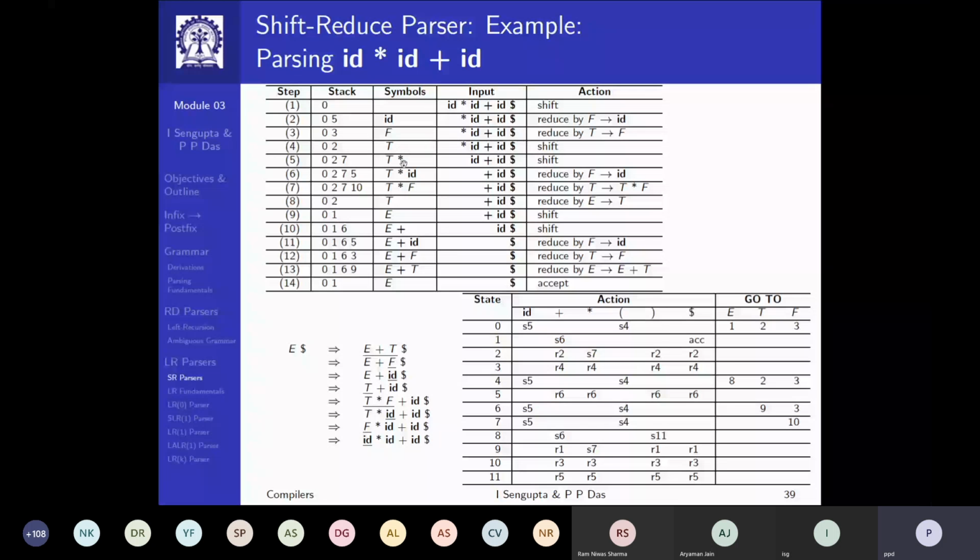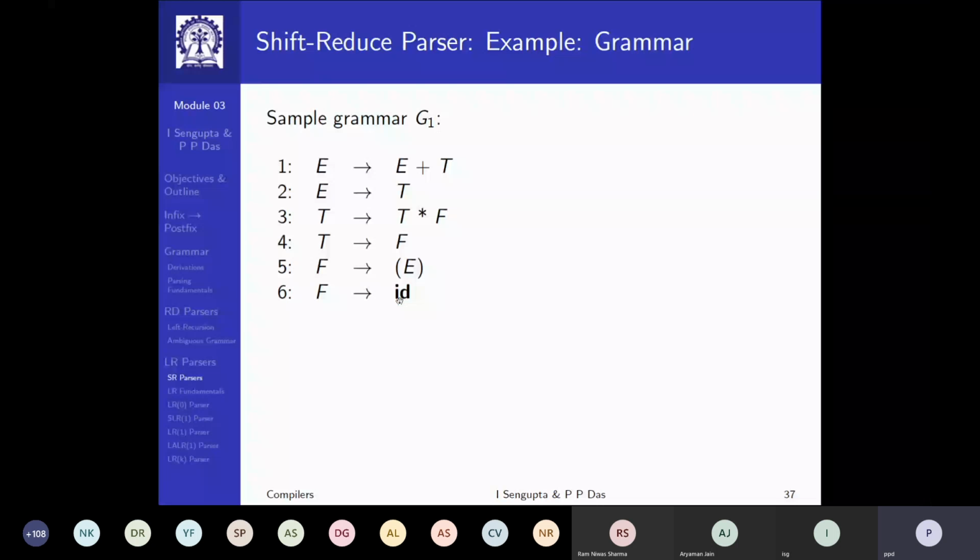So now what is the next configuration? Your current state is 5 and your input is star. 5 star is R6. 5 star is R6, which is, what is R6? Actually, I should have written the production rules here. R6 is reduction by production rule 6.